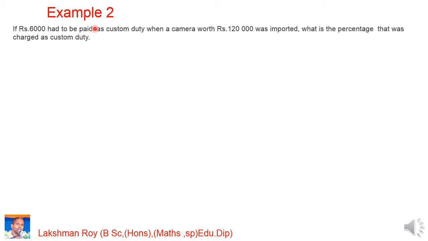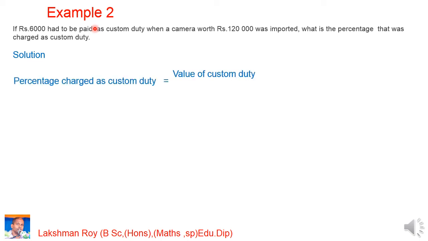Now let's see how to write the custom duty as a fraction of the imported value. Let's see the solution part. To write the percentage, you need two values. First, the custom duty, how much should be paid as custom duty. Then you need the value of the camera. So this is the fraction: the custom duty over the value of the camera. That means for this value of the camera you have to pay this amount of custom duty. Then you can easily convert it into a percentage by multiplying by 100%. That is easy.